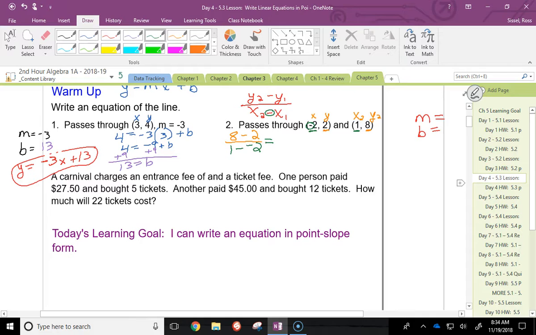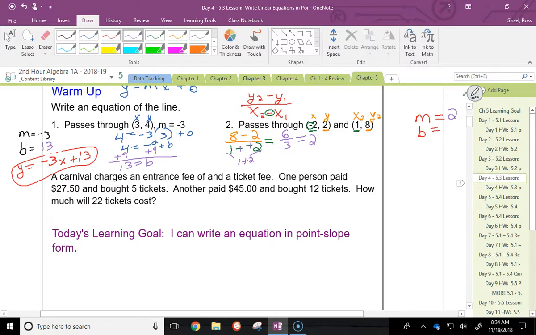I go ahead and solve. 8 minus 2 is 6. 1 minus a negative is like adding a positive. So this could be rewritten as 1 plus 2, which is 3. 6 over 3 simplifies into 2. So my slope is 2.